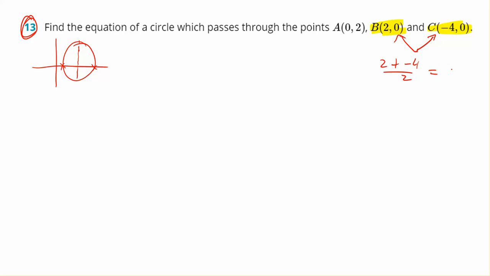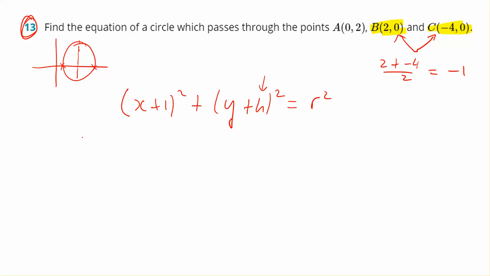So negative 2 divided by 2 is negative 1, which gives me the x-coordinate of the center. Now I can use this directly because I know the x-coordinate of the center is negative 1. So that would be (x + 1) squared plus (y + h) squared. I'm going to call that h because we don't know how much the circle has been moved up or down, so we'll just leave it as h, equals r squared.